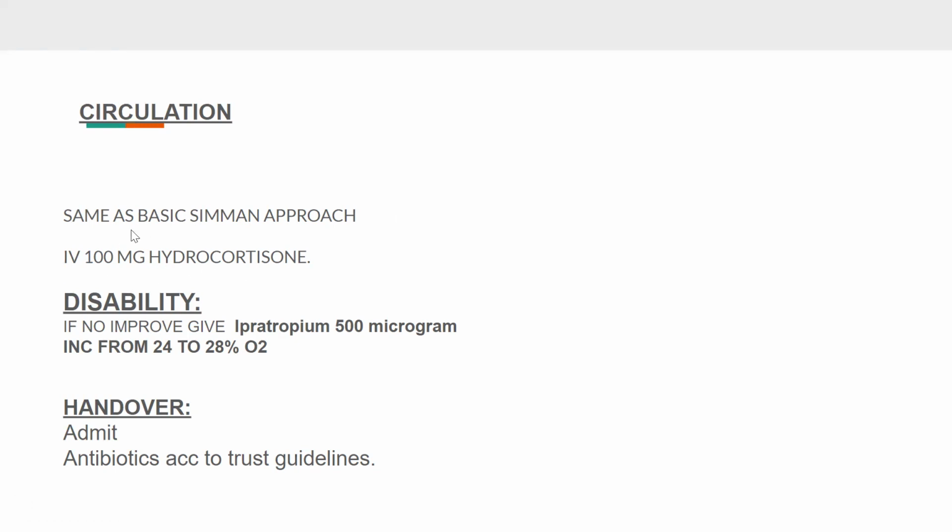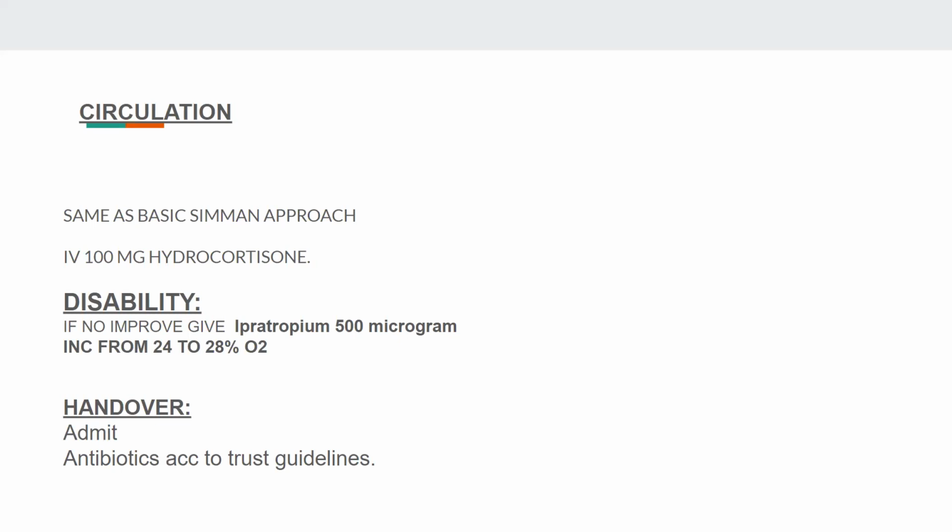And on the disability part, if the patient is not improving, what can we do? You can increase the oxygen from 24 to 28% by changing the blue with the white one. Or alternatively, you can also try giving ipratropium now. Okay, and after that, what will you do? You will do the inspection of the abdomen, private area, and the legs.